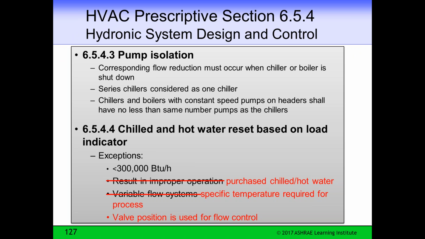Prescriptive, this is the hydronic system design and control, pump isolation. So in the central plant, whenever you turn off a chiller or a boiler, you have to turn off the associated pump. If it's a series chiller, so that you have two chillers working together, you don't have to try to bypass one of the chillers. If one goes down, you can still pump through the series.